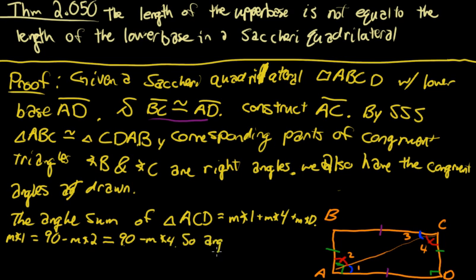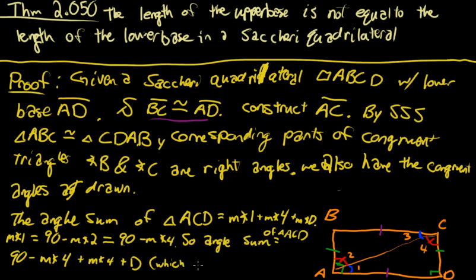So angle sum is equal to 90 minus measure of angle 4. Well, angle sum of triangle ACD equals 90 minus the measure of angle 4 plus measure of angle 4 plus D, which is 90, which equals 180 degrees.